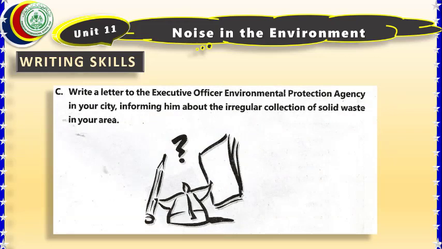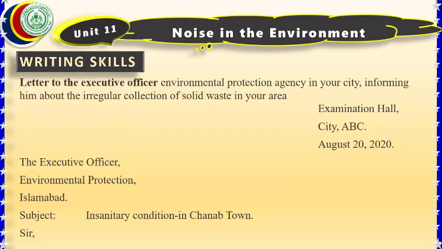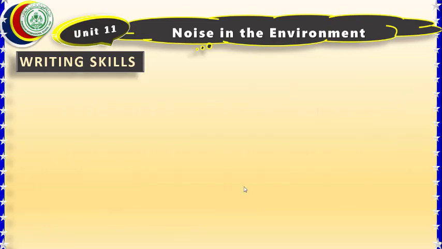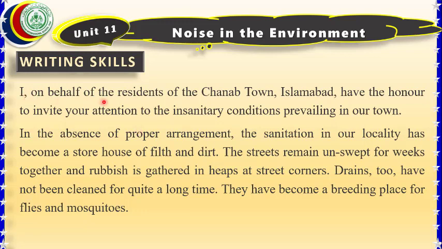This is exercise C. In this exercise, we are set to write a letter to the Executive Officer, Environmental Protection Agency in our city, informing him about the irregular collection of solid waste in your area. Let us write. Yes, students, to write this letter, here will be our address in the beginning. And here will be Executive Officer, Environmental Protection, Islamabad, and the subject: insanitary conditions in Chenab Town. I, on behalf of the residents of Chenab Town, Islamabad, have the honor to invite your attention to the insanitary conditions prevailing in our town.